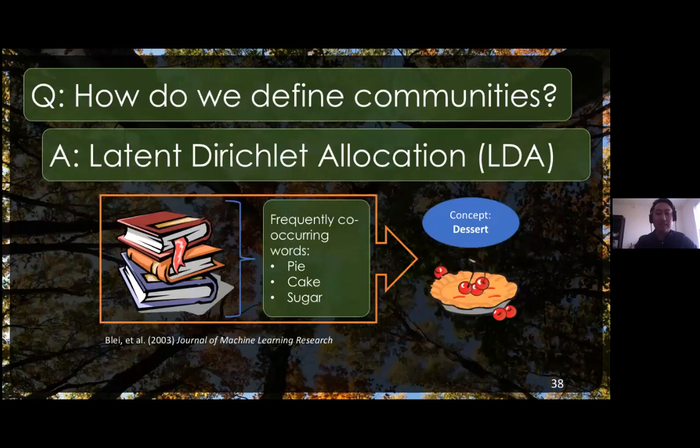And so what we used for this study is known as latent Dirichlet allocation, or LDA. And this model was originally developed as a text mining model or topic model for identifying the main concepts or topics within text data. So what you would normally do is you would take a bunch of documents, feed it into the LDA model, and it would figure out what are the most frequently co-occurring words, and these would become part of a different concept. So for example, if you gave it a bunch of cookbooks, you would find that the frequently co-occurring words of pie, cake, and sugar are all part of this concept that you might call dessert.